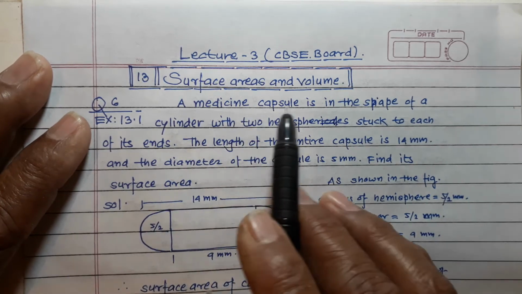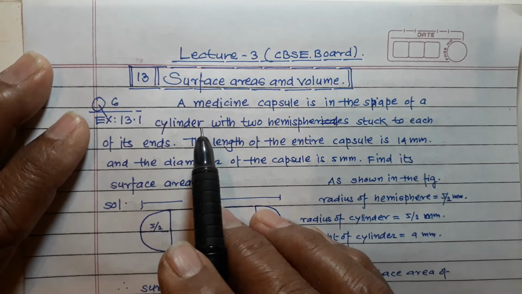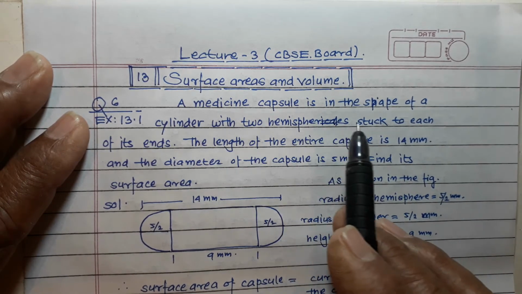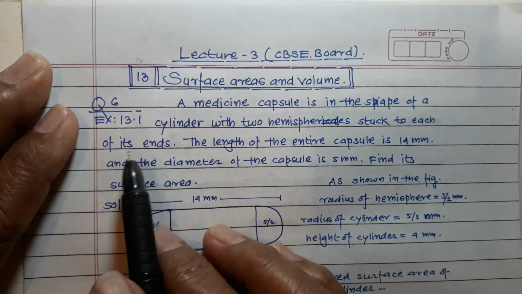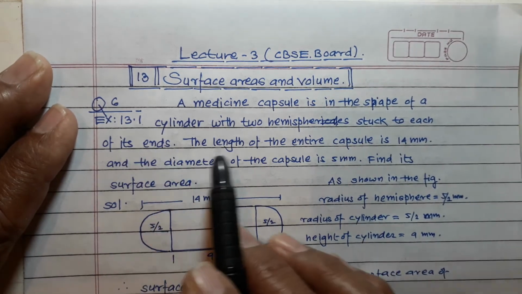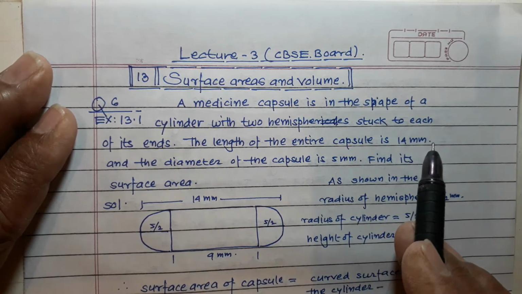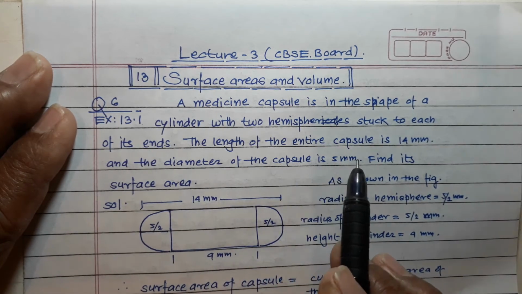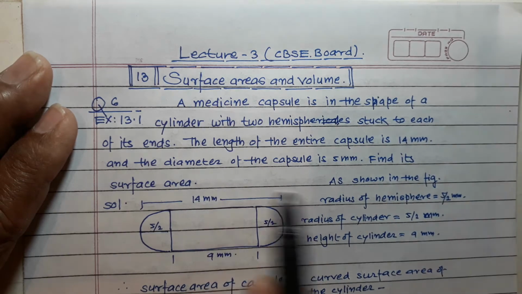A medicine capsule is in the shape of a cylinder with two hemispheres stuck to each of its ends. The length of the entire capsule is 14 millimeter and the diameter of the capsule is 5 millimeter. Find its surface area.